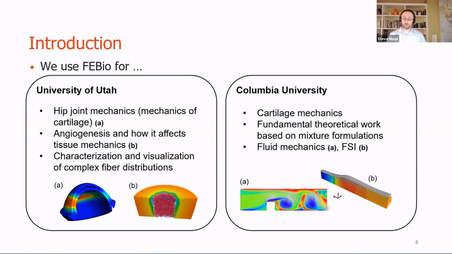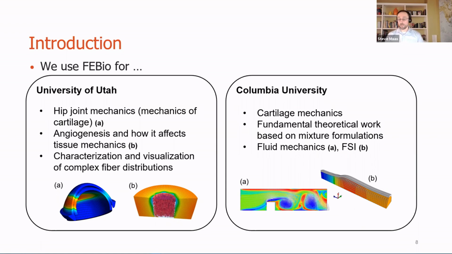And then a relatively new project that we've started involves characterization and visualization of complex fiber distributions. As you know, biological tissue is often very fibrous. We have very complex fiber organizations. And so there are some challenges. How do you characterize that, not only in the reference state, but also as the model deforms? And there are also some challenges with how do you represent that visually? So that's a project that also uses FEBio to sort out these things.